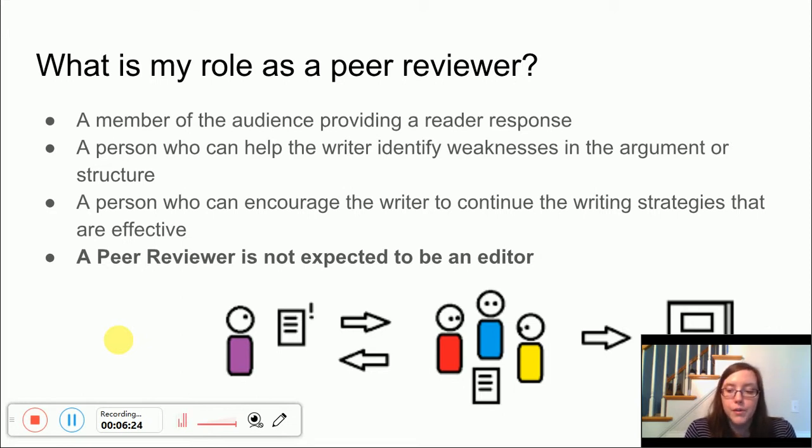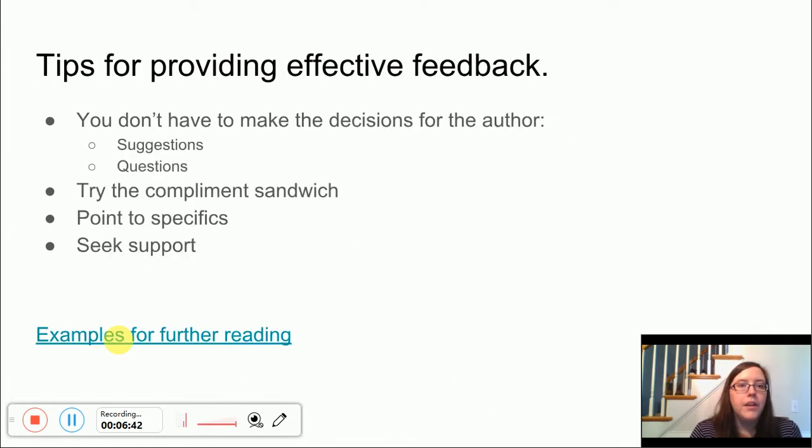If you only focus on two things as a peer reviewer, focus on, does it make sense, and if not, where? And is it logically organized structurally? Does it flow effectively? And if not, where is the flow disrupted? Okay, so that's your goal as a peer reviewer.